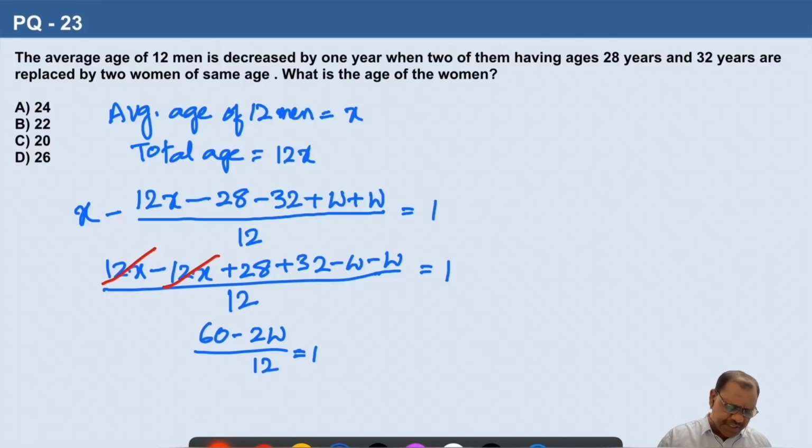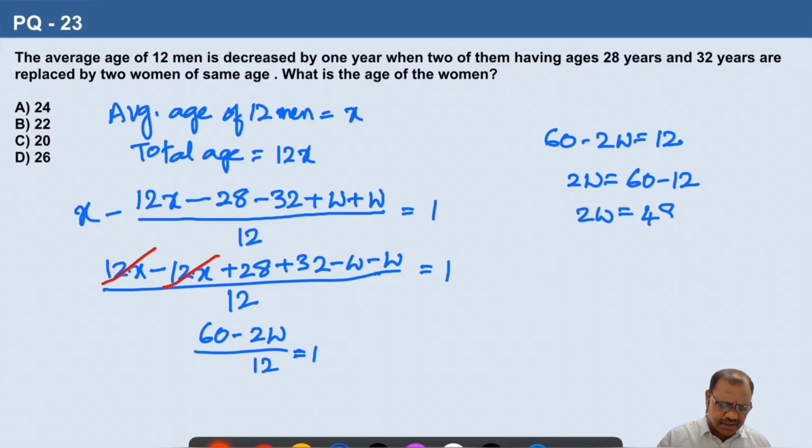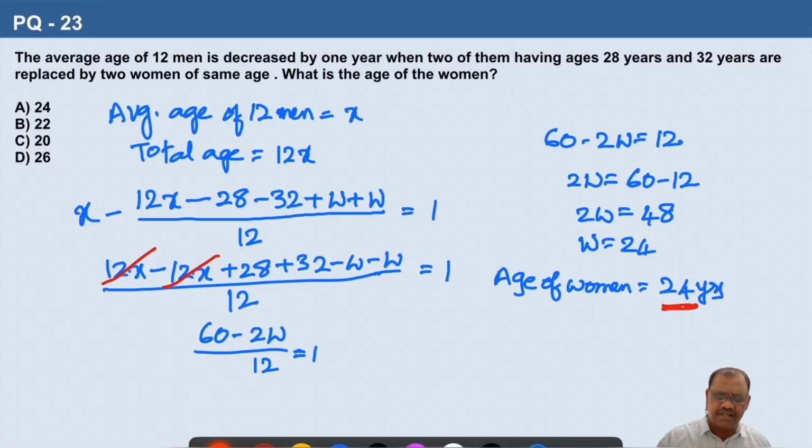So on cross multiplication, 60 minus 2w is equal to 12. 2w is equal to 60 minus 12. 2w is equal to 48. W is equal to 24. So age of woman is 24 years. So 24 is the correct answer. Option A is the correct answer.